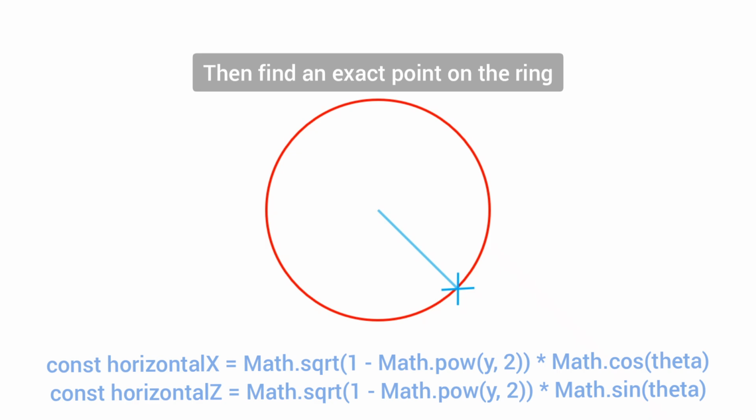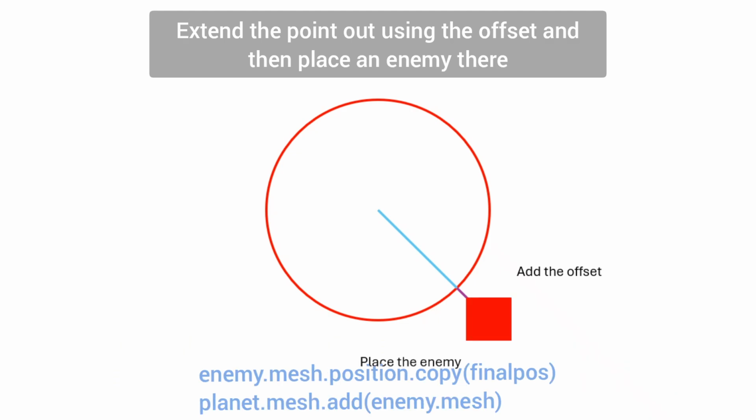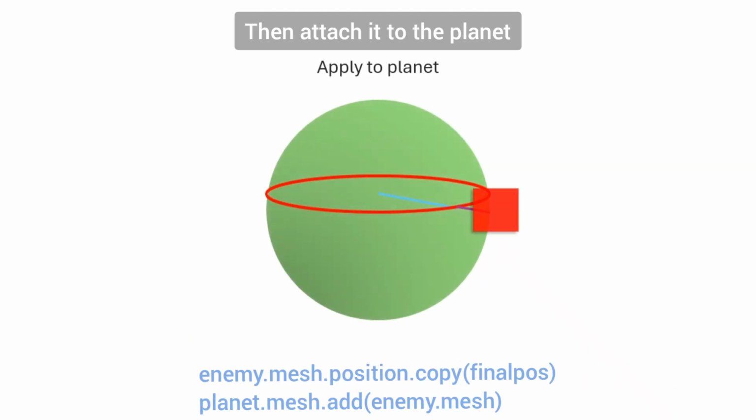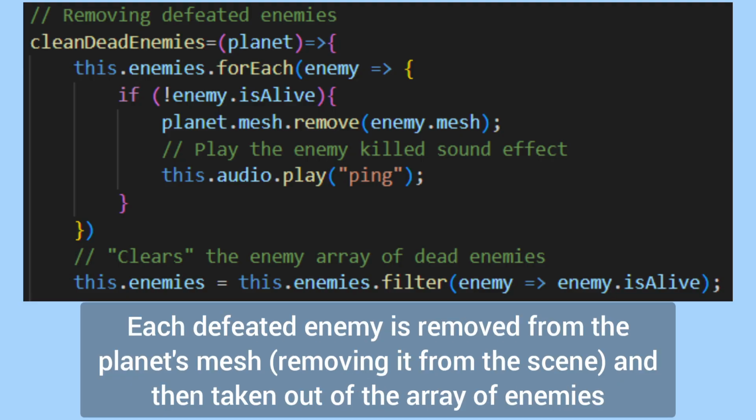Then find the exact point on the ring, and then extend the point out using the offset and then place the enemy there. Finally attach this to the planet and repeat for as many enemies as you need. The enemy manager also cleans up defeated enemies. Each defeated enemy is removed from the planet's mesh and then taken out of the array of enemies.